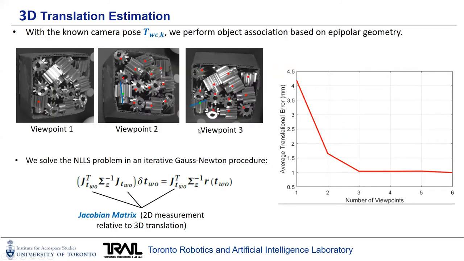Because we know the camera poses, for the object association from view to view, we can perform object association using epipolar line constraints, and then use all this information to estimate the object translation. We solve this optimization problem using an iterative Gauss-Newton procedure. For each iteration, we compute the Jacobian, and with the known measurement uncertainties predicted from the neural network, we estimate the 3D object translation. As viewpoints accumulate, the translation estimate converges with only three or a few viewpoints to a very reliable 3D translation estimate.